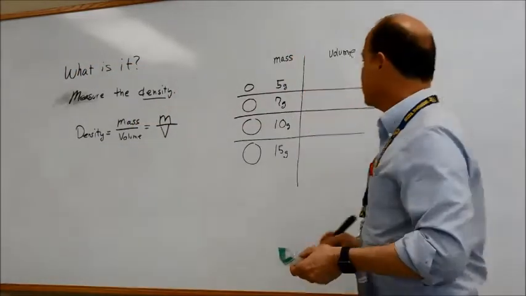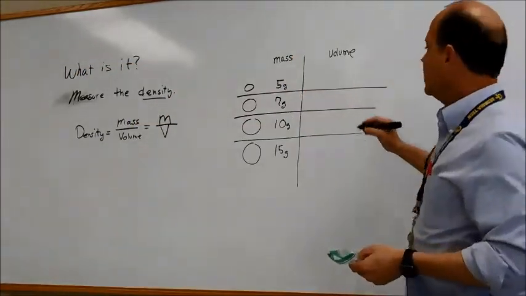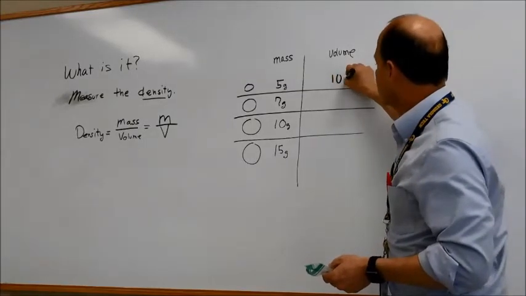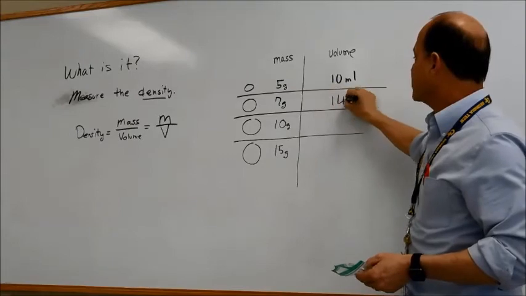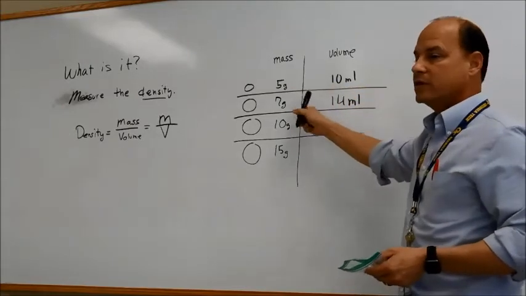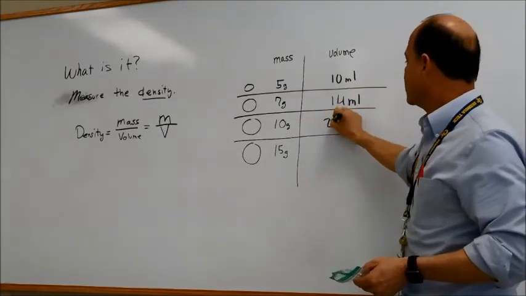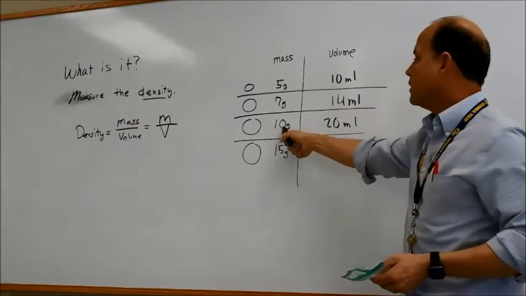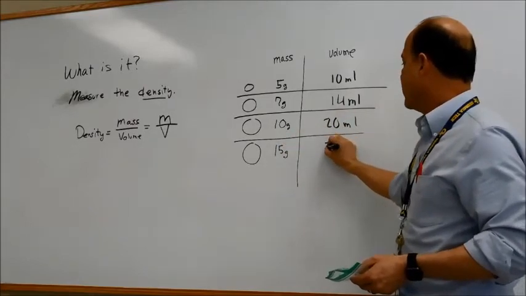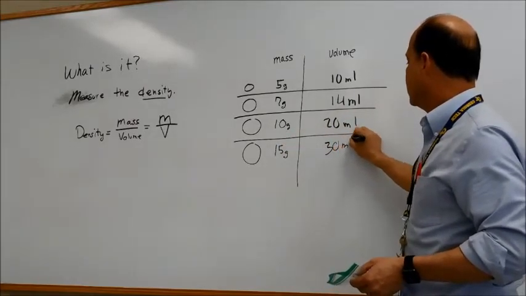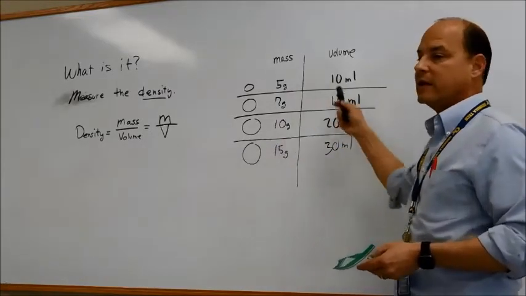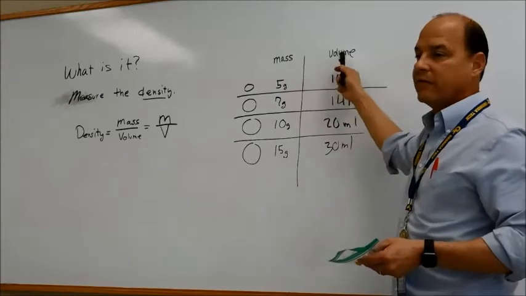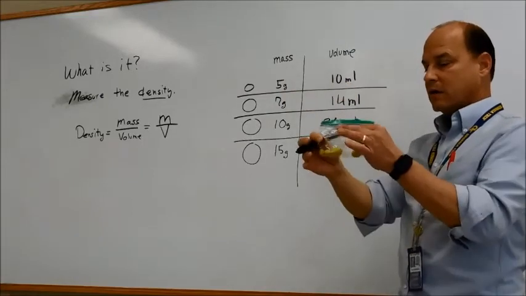Then let's say you measure the volume and you get 10 milliliters of the tiny one. And then maybe you get 14 milliliters for the small one. And then maybe you get 20 milliliters for the medium-sized ball, and then 30 milliliters for the large ball. This is what I'm looking for. I'm looking for you to collect the data for the mass and the volume for each of the balls.